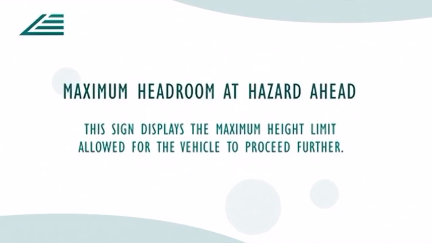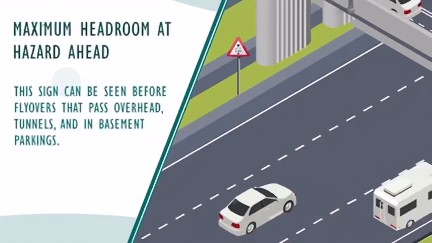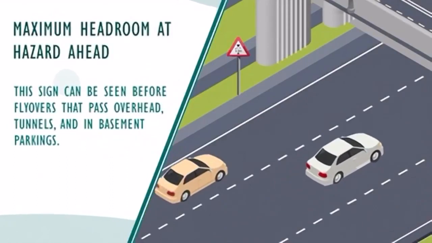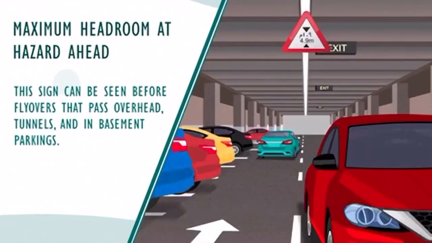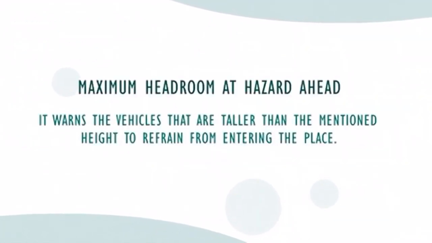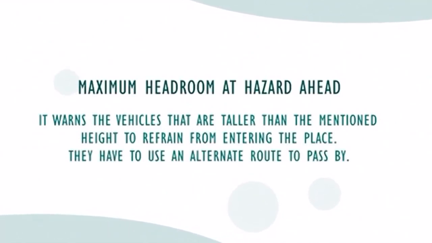This sign displays the maximum height limit allowed for the vehicle to proceed further. This sign can be seen before flyovers that pass overhead, tunnels, and in basement parkings. It warns the vehicles that are taller than the mentioned height to refrain from entering the place. They have to use an alternate route to pass by.